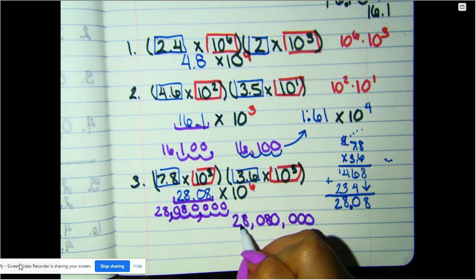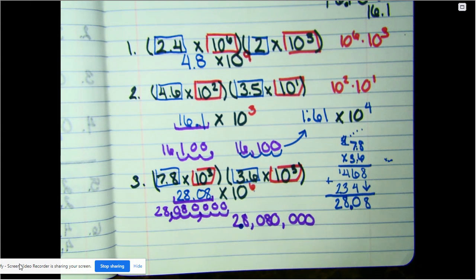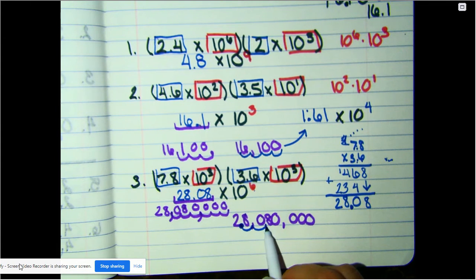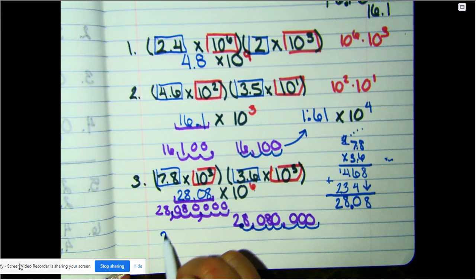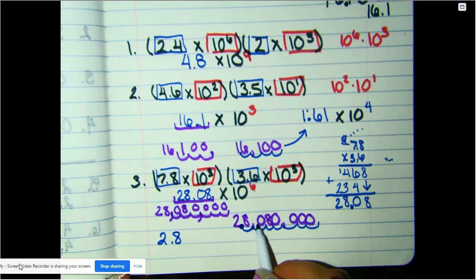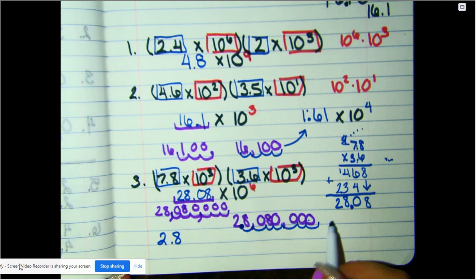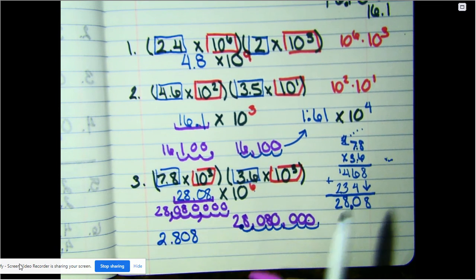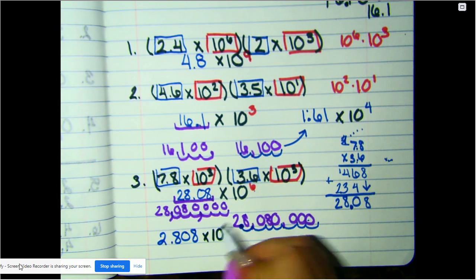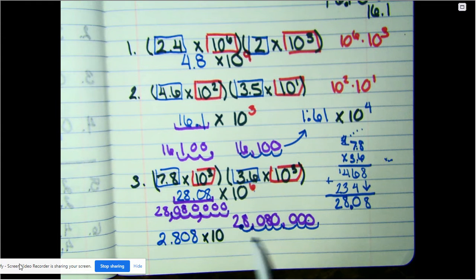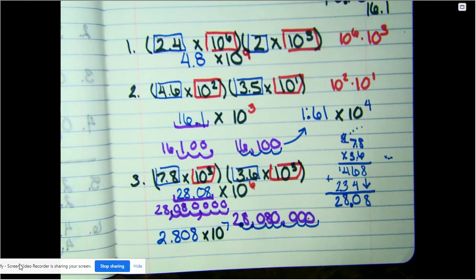So my decimal point should have been between the 2 and the 8. And my place value for my exponent is 1, 2, 3, 4, 5, 6, 7. So the correct answer was 2.8, continue until you get all of the zeros at the end, 0, 8, always times the base of 10. And the correct exponent used came from right here, and that was supposed to have been 7.